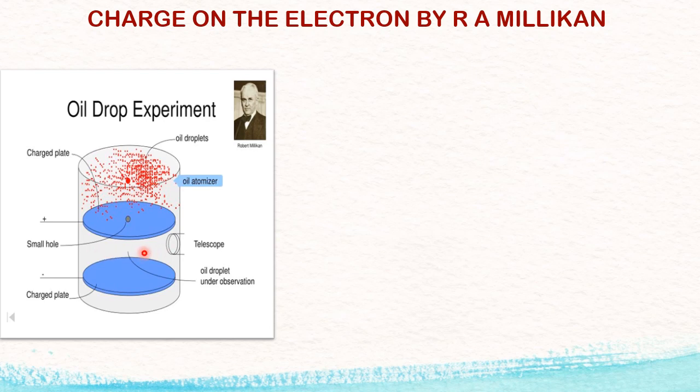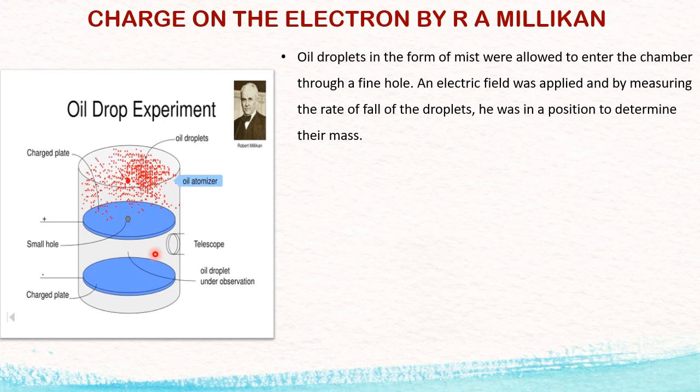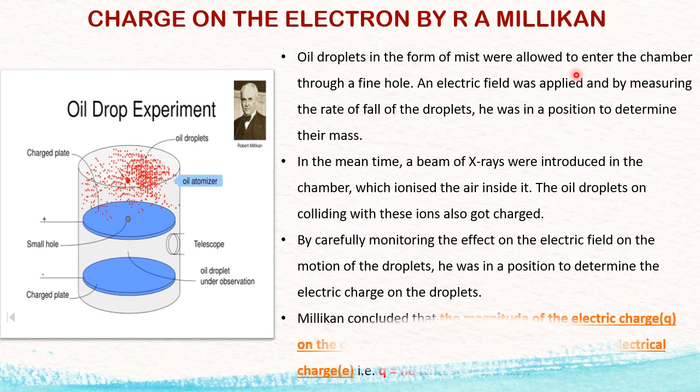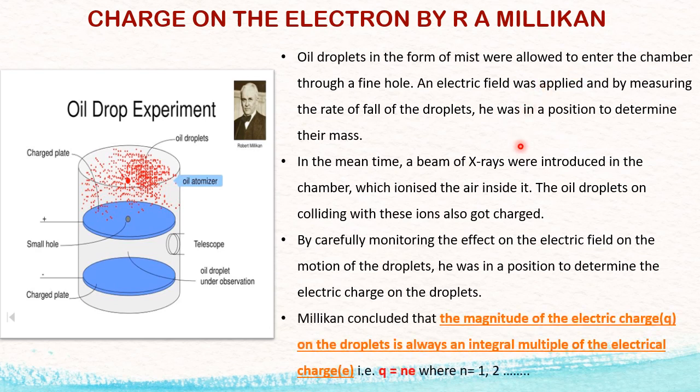So now we will see the theory part of Millikan. Oil droplets in the form of mist were allowed to enter the chamber through a fine hole, all that I explained. Now you see the statement given by Robert Millikan. Millikan concluded that the magnitude of the electric charge Q on the droplets is always an integral multiple of the electrical charge e. Therefore, he made Q equal to ne, where n equals 1, 2, 3, depending upon how many electrons sat on the oil droplet.